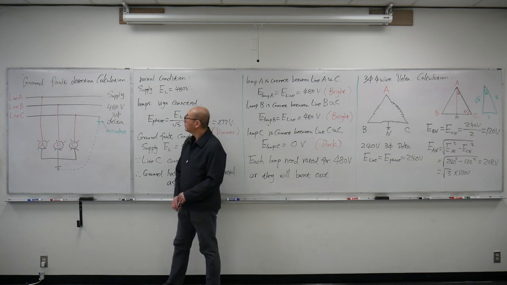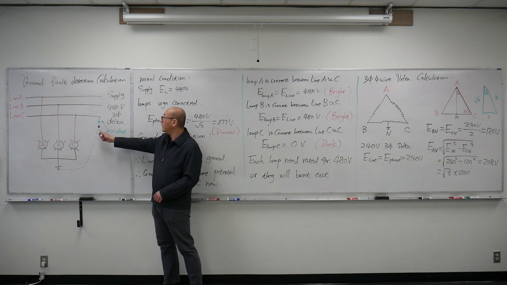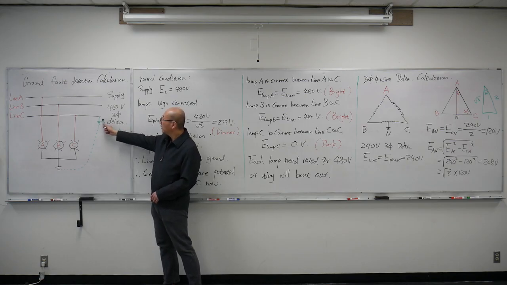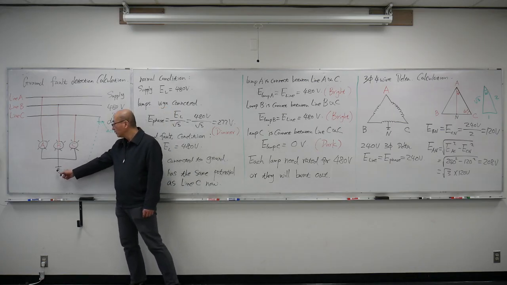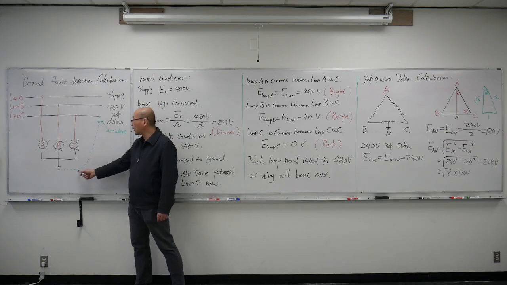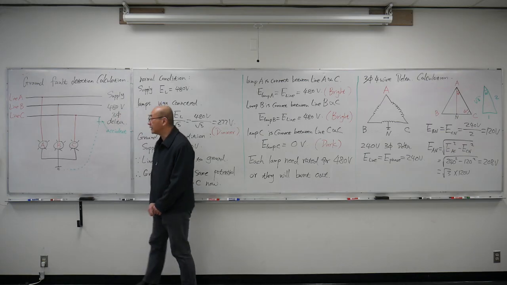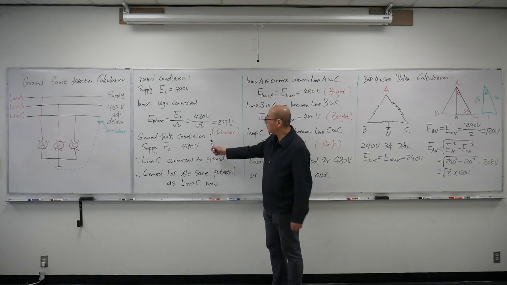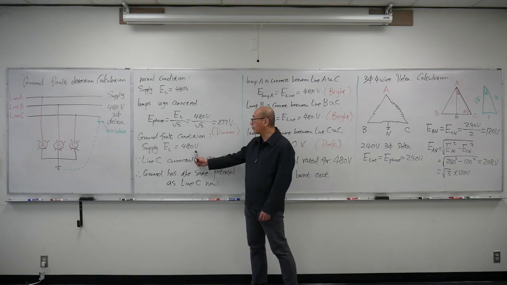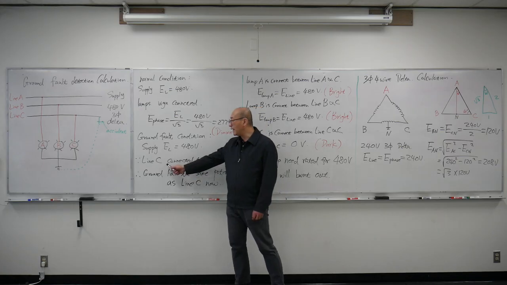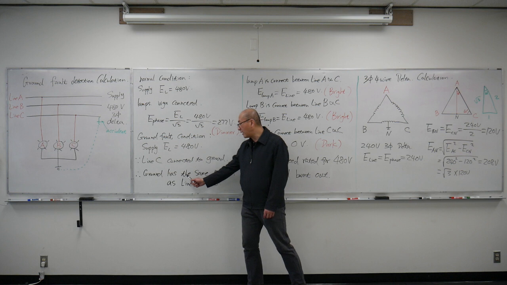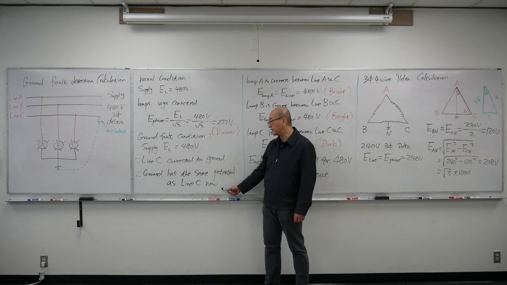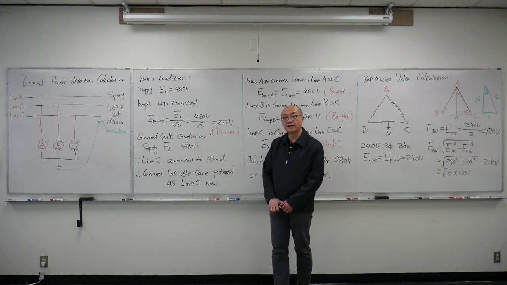Now, we pretend line C has been accidentally grounded. Because it's accidentally grounded, line C has the same potential as our grounding point. When they have the same potential, it looks like there's a wire connected between them. So, under ground fault condition, our supply is still 480 volts, but line C is connected to the ground. So now, the ground also has the same potential as line C, because they are connected by the grounding point.